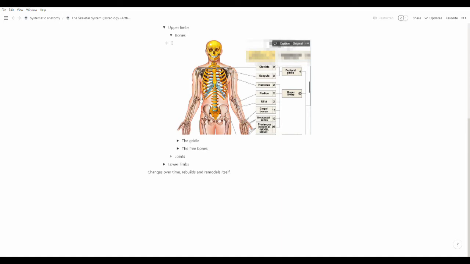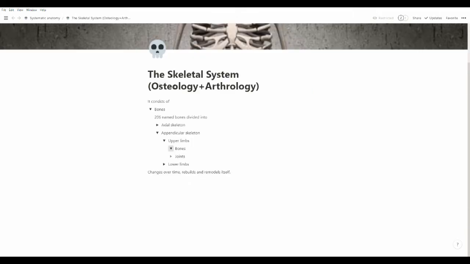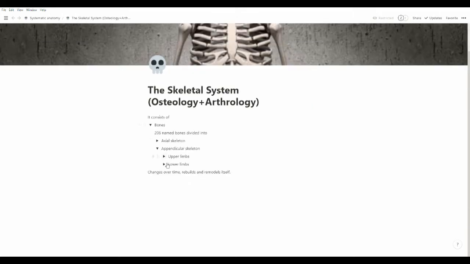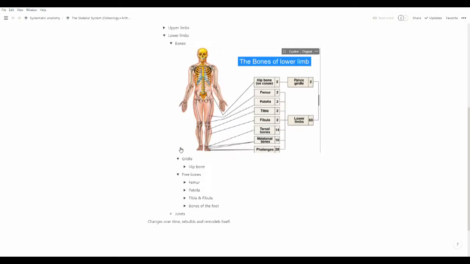Where the action really starts is in the joints of the upper and lower limbs, which I'll get to in the next video. Okay, so now we close the upper limb. We talk about the lower limb. So, bones of the lower limb. Again, it's divided into the girdle and the free bones. So again, girdle close to the axial skeleton, free bones the other bones.